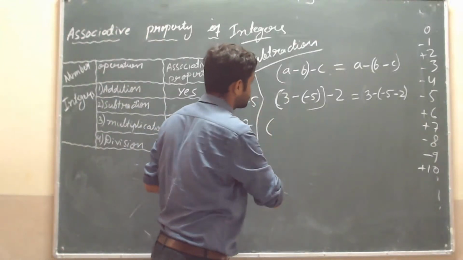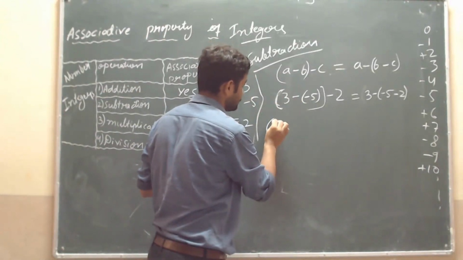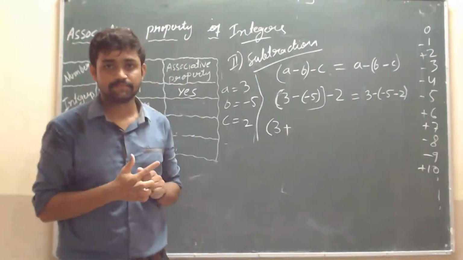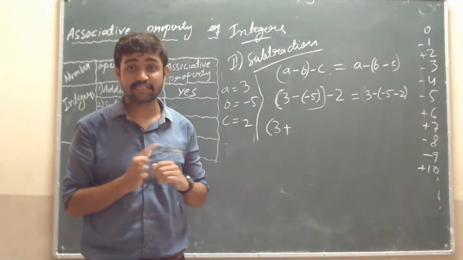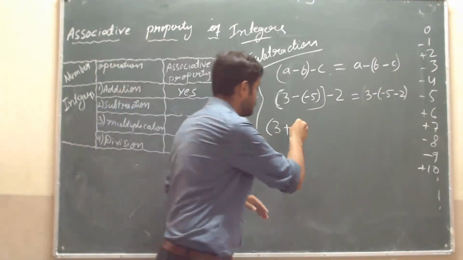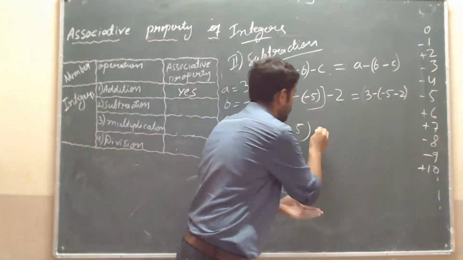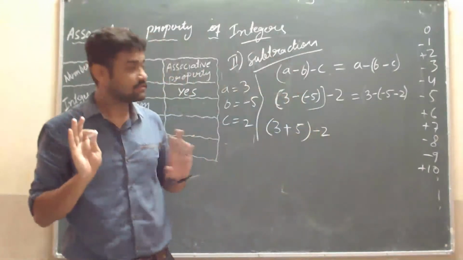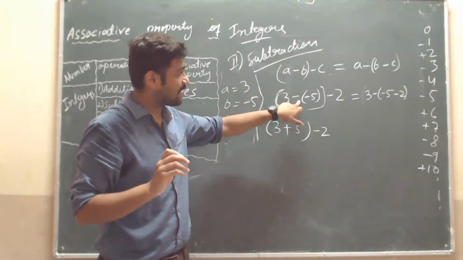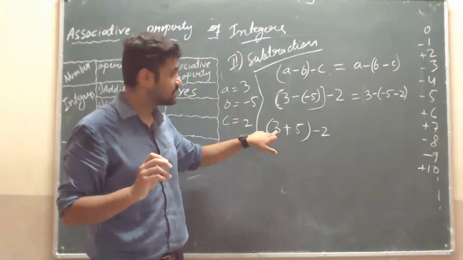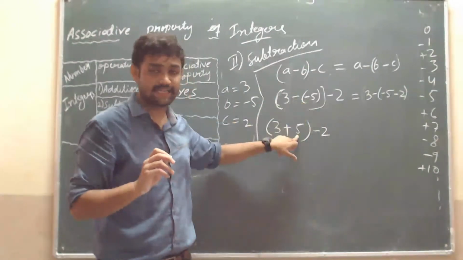That is first 3, minus into minus directly. Sure, minus into minus is plus, then plus 5. I'll write plus 5, minus 2. I have multiplied only the signs here. That is minus into minus, that is plus. 3 is here and 5 is here.